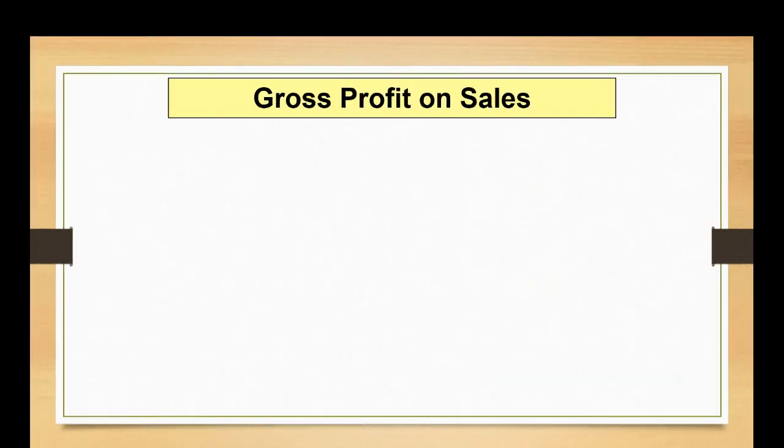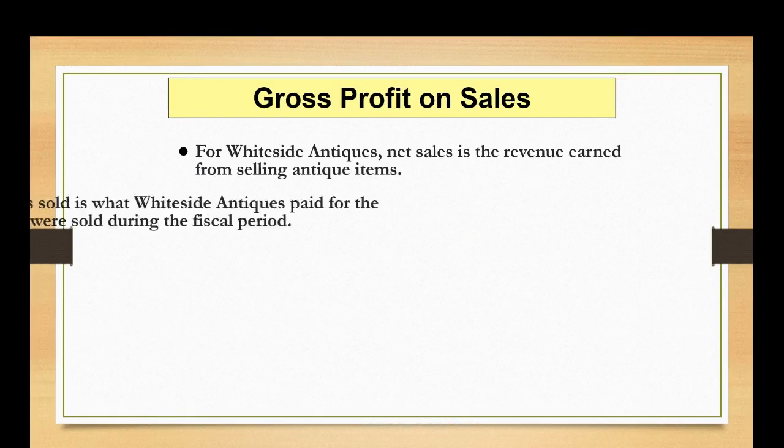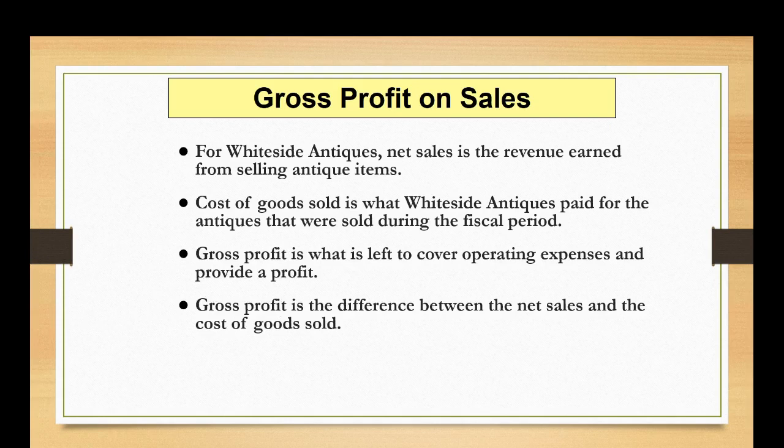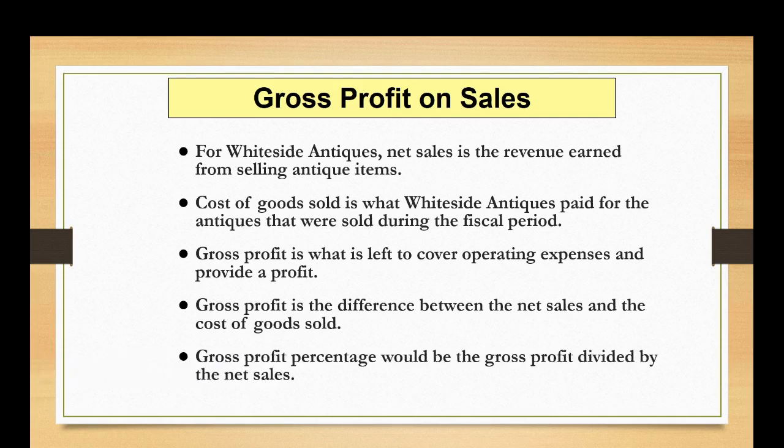The next chunk on your income statement will be gross profit on sales. In a nutshell, gross profit is net sales less the cost of goods sold. So again, this slide is intended to just refresh your memory on how to compute cost of goods sold.